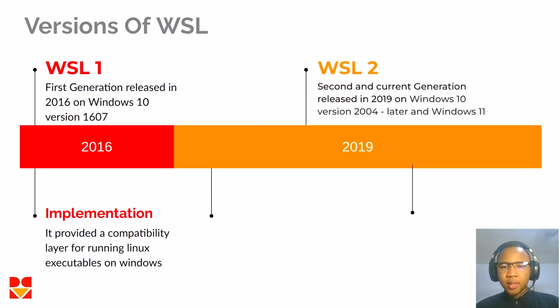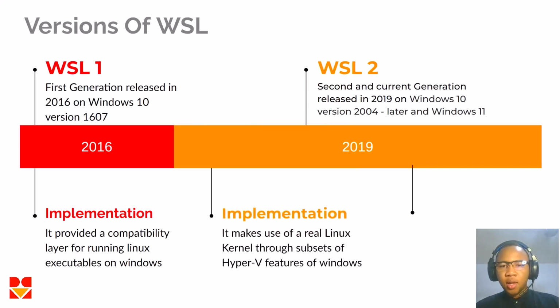And then in 2019, the second generation, and that's the Windows Subsystem for Linux 2, was released. That's on Windows 10 version 2004 and then the Windows 11 machines, right? So for this particular implementation, it makes use of the real Linux kernel, right? So this time around, they are no longer using a compatibility layer, but they are using a real Linux kernel, right?